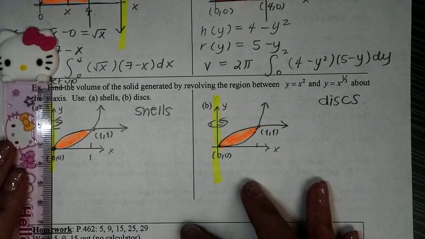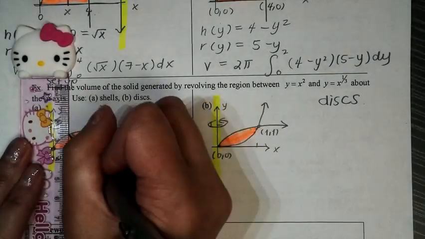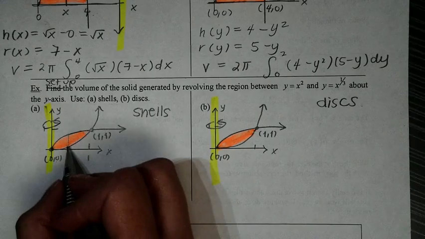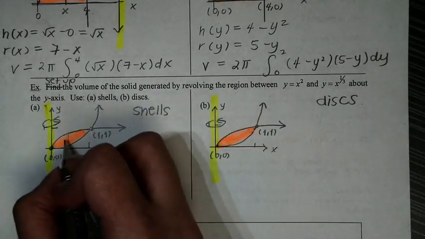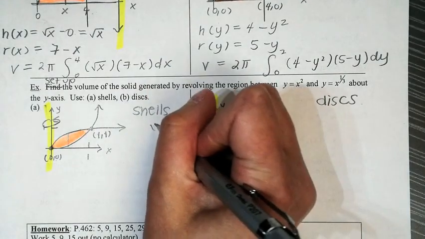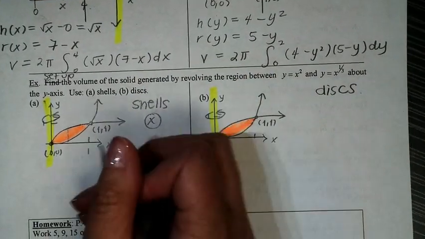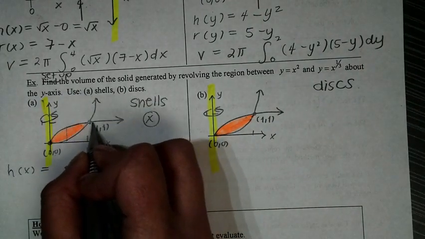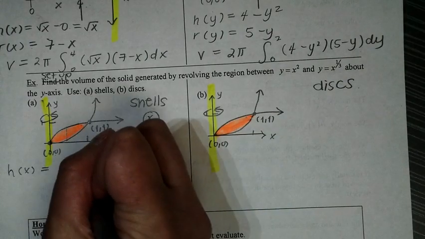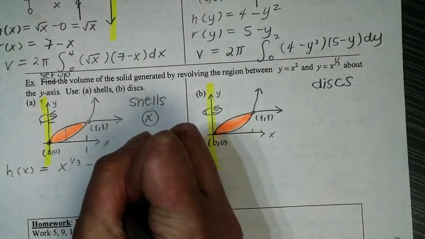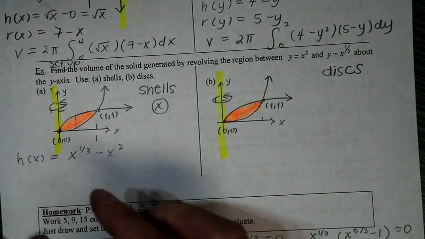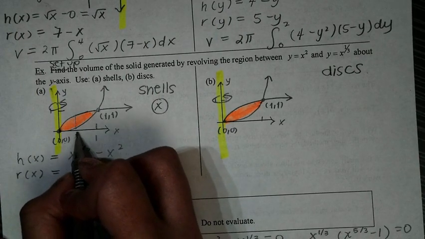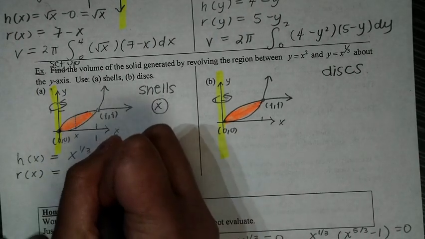The shells are parallel to the axis of revolution, meaning your representative rectangle will be there. The height of that representative rectangle, we're going to end up working with x's. So h of x, the height of this representative rectangle, on top you have x to the power of 1/3, and the bottom is the quadratic. Now your r of x is going to be this. Remember that it's in the x position, so it's x minus 0, which is just x.